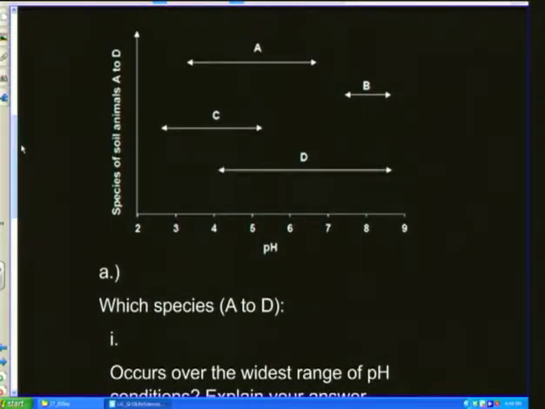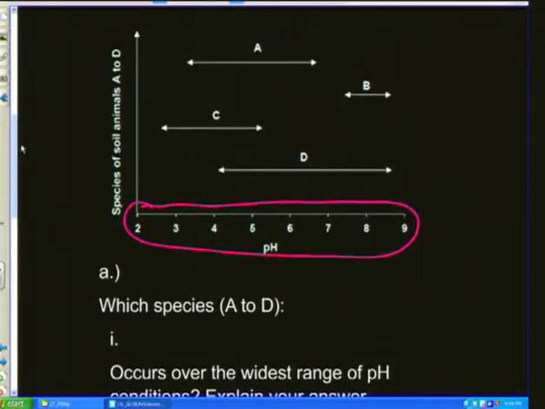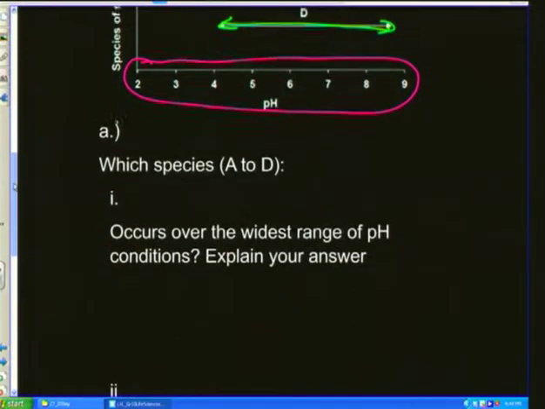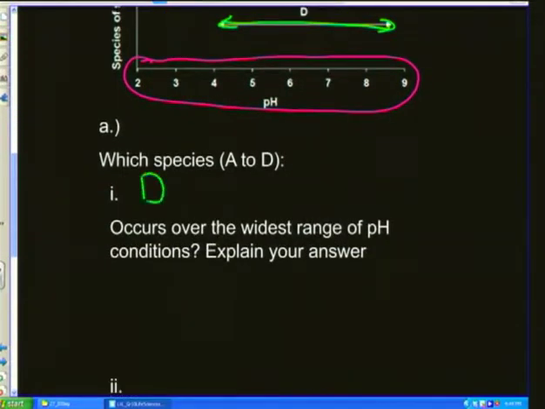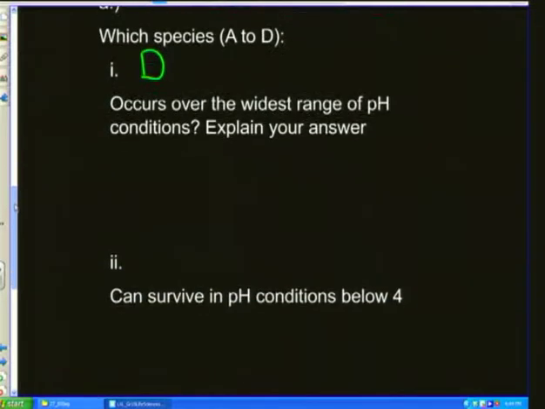Okay, so remember, at the bottom here is our pH range, and our individual arrows over here, those are our animals. So which one, A, B, C, or D, occurs over the widest range? Simple, look for the longest one. The longest one would be D.